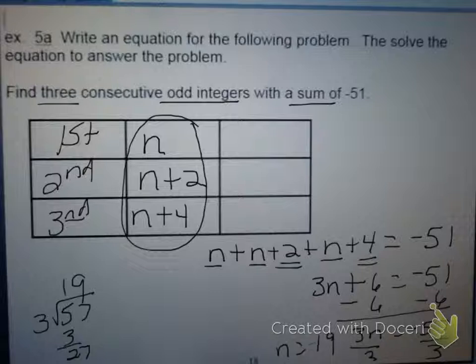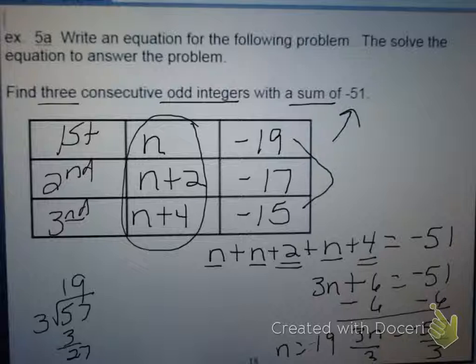So now we're going to fill in the last column. n is negative 19, which is the first integer. The second integer is negative 19 plus 2, which is negative 17. And the third is negative 19 plus 4, which is negative 15. Now, a way to check is add up these 3 numbers, and they all 3 better add up to negative 51.